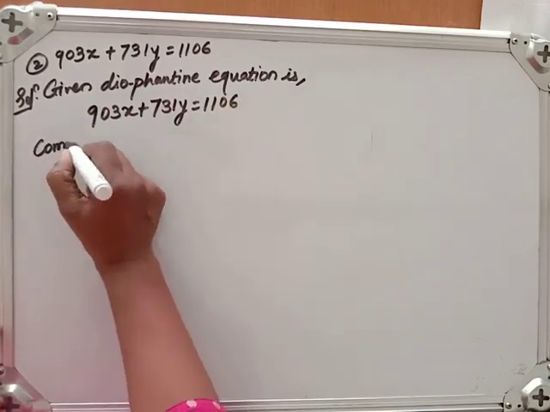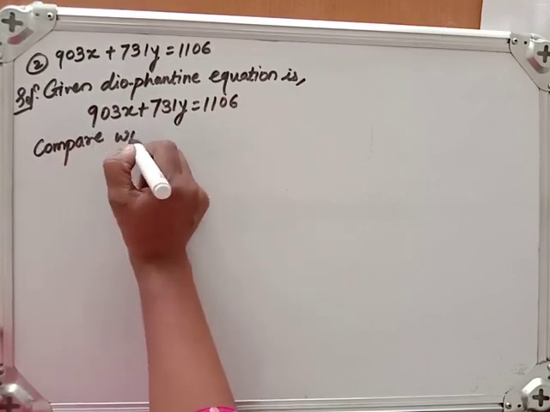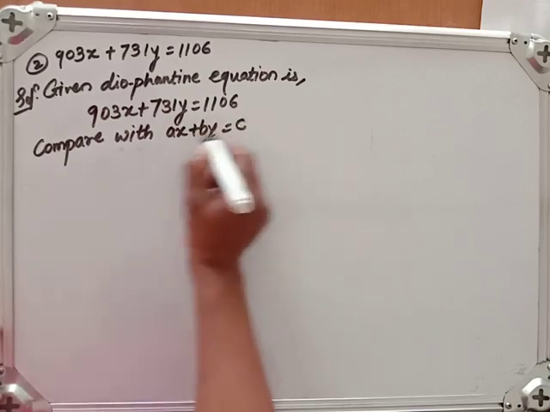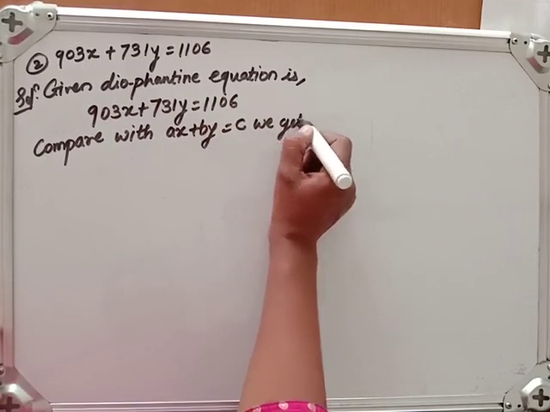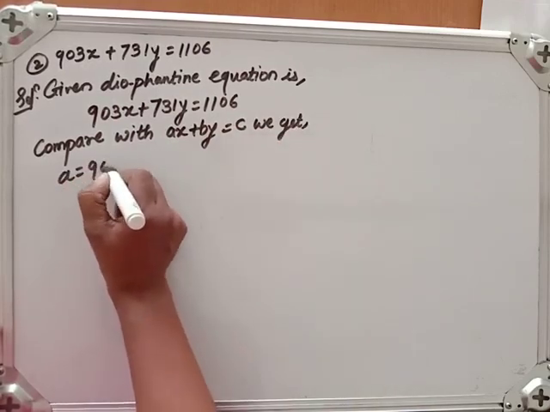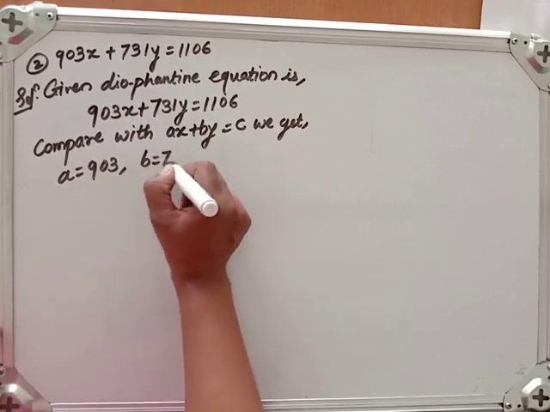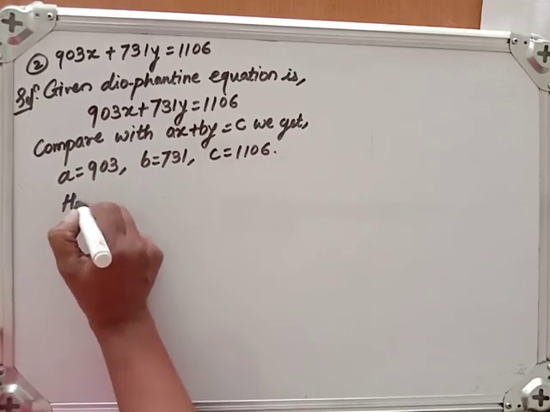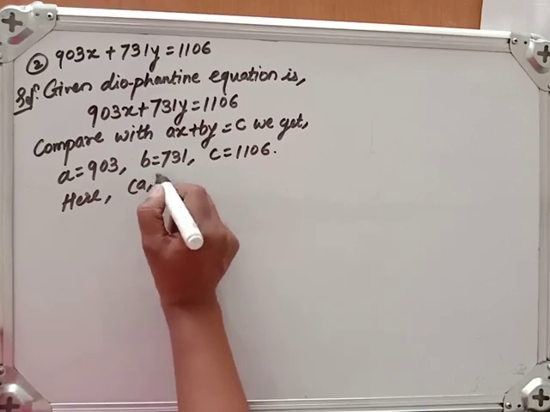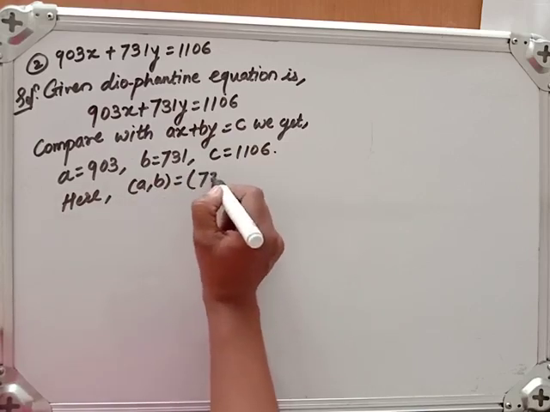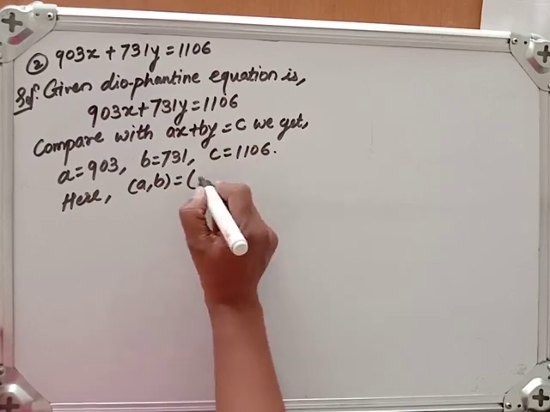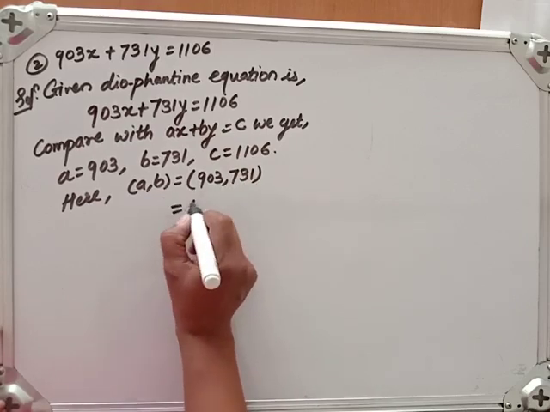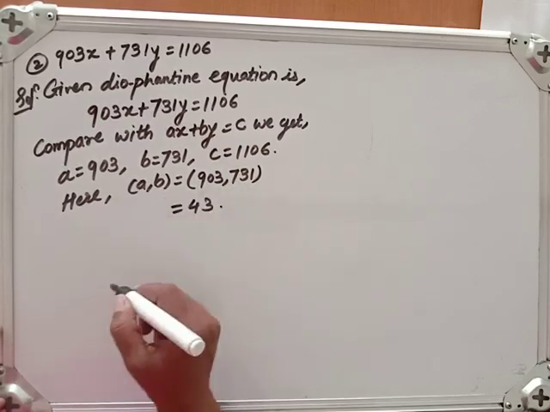Compare with ax + by = c. We get a equal to 903, b equal to 731 and c equal to 1106. Here, a and b, the GCD is what? This is your homework, you can take it. I have found the GCD and it will be 43. You can find it out for the previous example also.